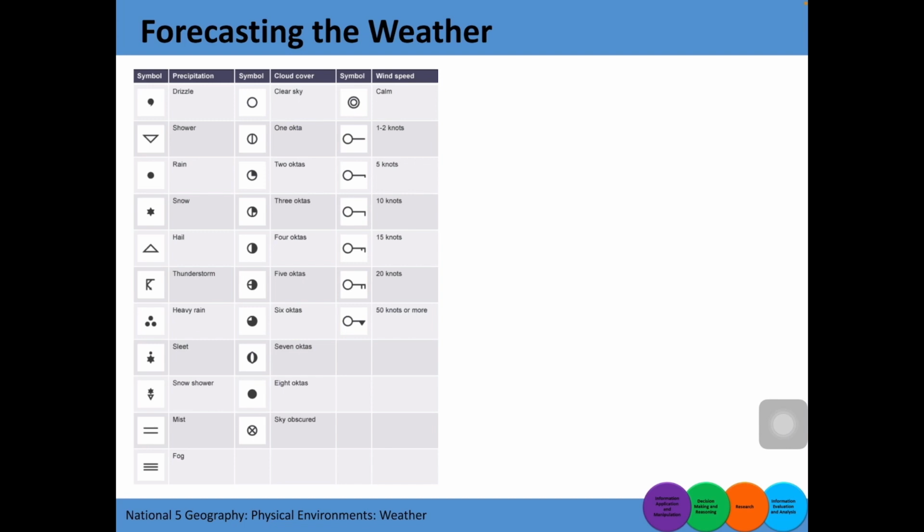Sticking with wind, we can see on the right-hand side of this diagram, if there is no line coming out of your weather station circle, we can consider the weather conditions to be calm with an additional circle around it. So an additional circle around your weather station circle indicates calm weather conditions or calm winds. A line coming out by itself is 1 to 2 knots of wind speed. A line with a small notch on the end is your 5 knots. A large notch is 10 knots, and again you can add them up as you can see in the diagram here.